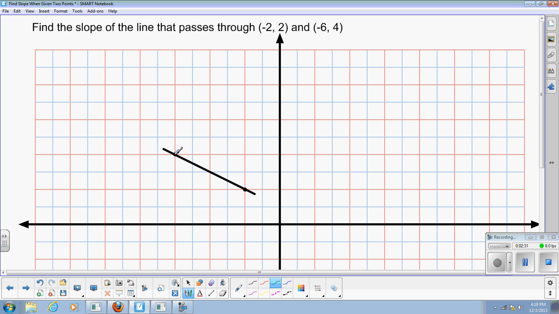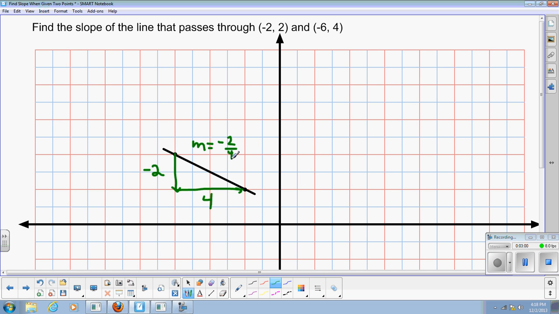We start at the dot on the left, because that's right on a nice intersection. I get to count down. How far do we count down until I'm across from the other dot? Well, I'm going to count down 2, so that's a negative 2. And how far do we go over? So I count over 1, 2, 3, 4 spaces. So I say that my slope, m, equals negative 2 over 4.